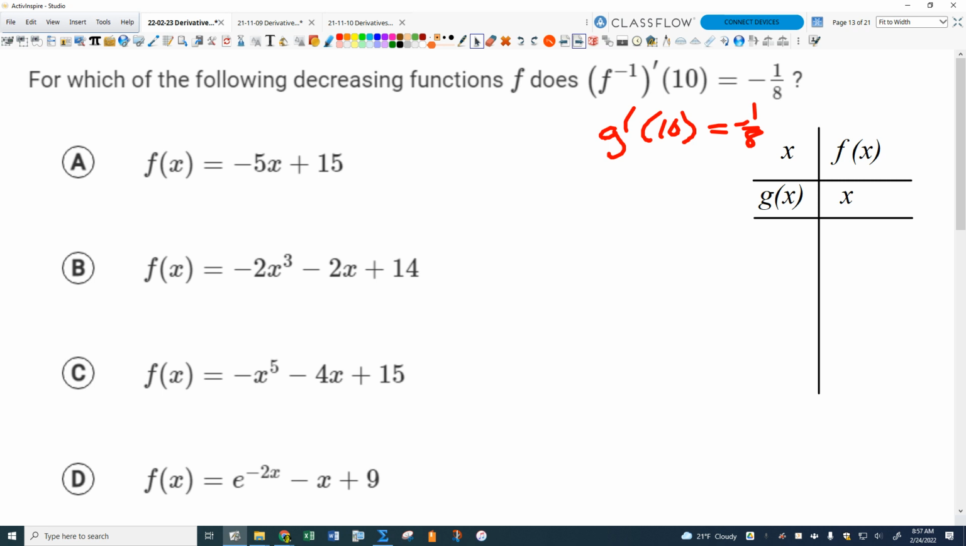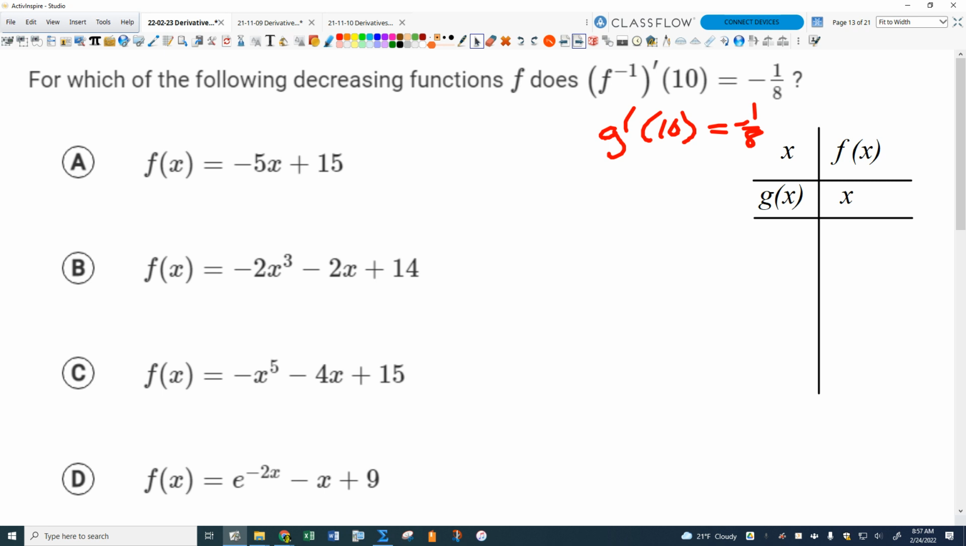Okay, let's try an example. This is straight off an AP test. For which of the following decreasing functions f does the derivative of the inverse of f, evaluated at 10, equal negative 1/8? Well, first thing I would always recommend is replace the notation. If f is our function, replace f inverse with g, so it's easy to distinguish between the two, because f's and f inverses, especially if you have crappy writing like me, start to look too similar, and it gets visually confusing. So change that into a g.